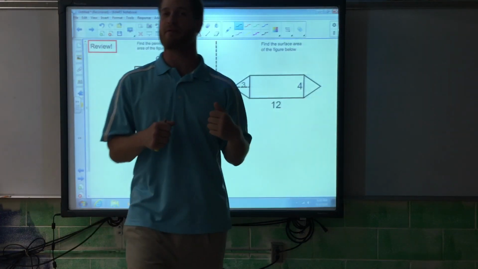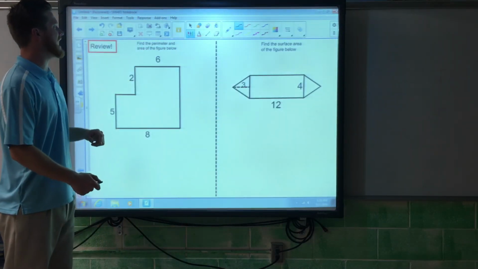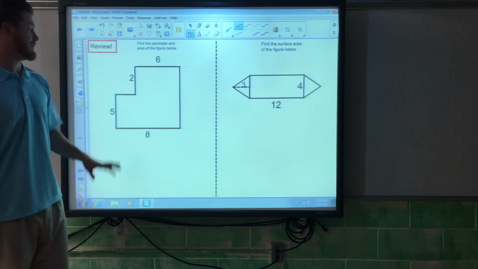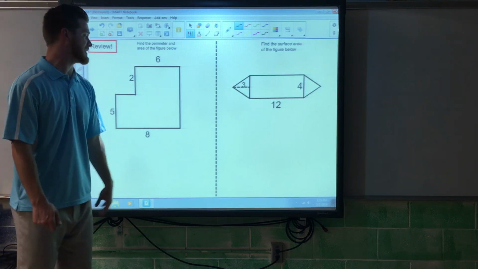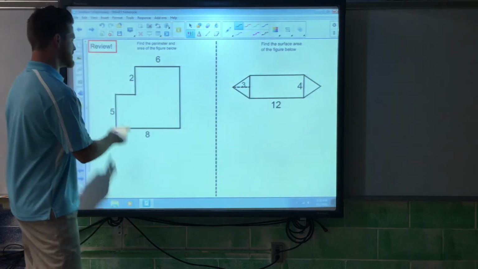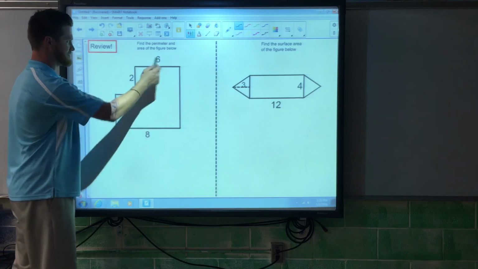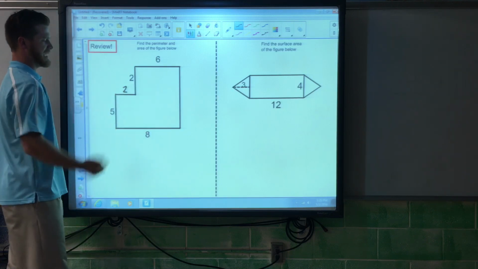Hopefully you paused the video and practiced. Let's go over these real quick. Now, this says find the perimeter and the area of the figure below. Well, first I have to plug in the missing values. I know that the smaller sides add up to the larger sides. So if I'm missing this little piece right here, this plus this piece gives me 8. So 6 plus 2 equals 8.